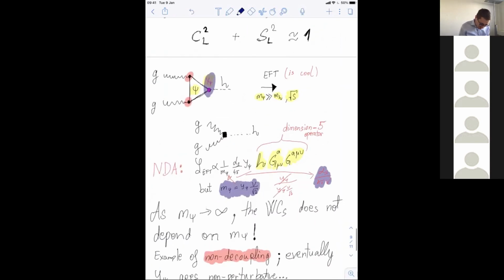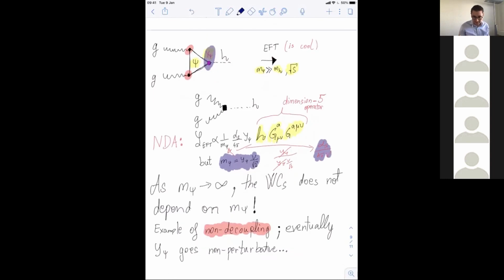So, which means if m psi goes to infinity, the Wilson coefficient doesn't depend on m psi. This is the example of non-decoupling. Non-decoupling is very strange in effective theory. So does this mean that the Higgs is sensitive to an infinitely heavy particle in the loop? No, it doesn't mean this. It simply means that, as you increase the mass, this will hold, but at some point it will break because the coupling will go non-perturbative.